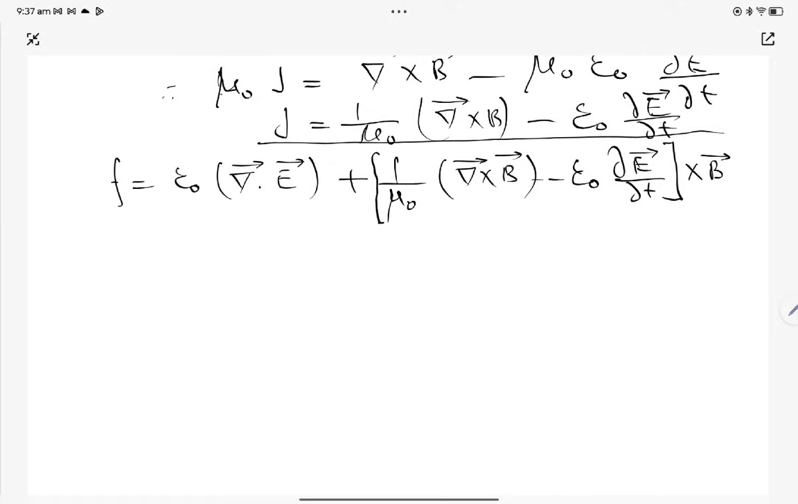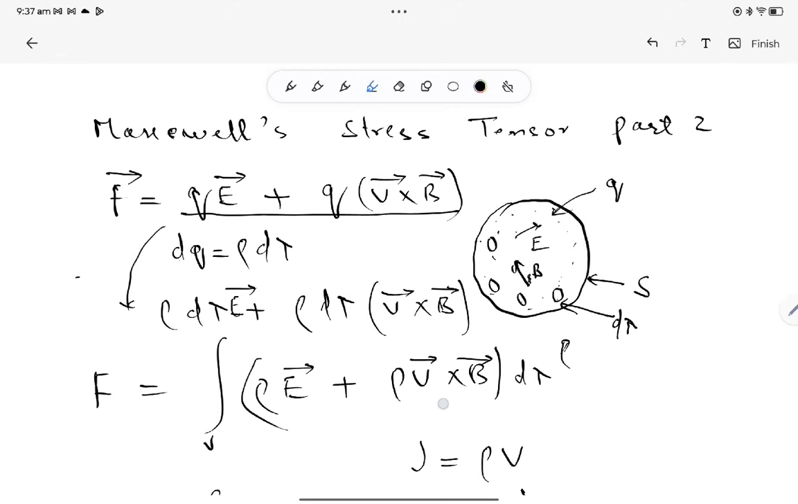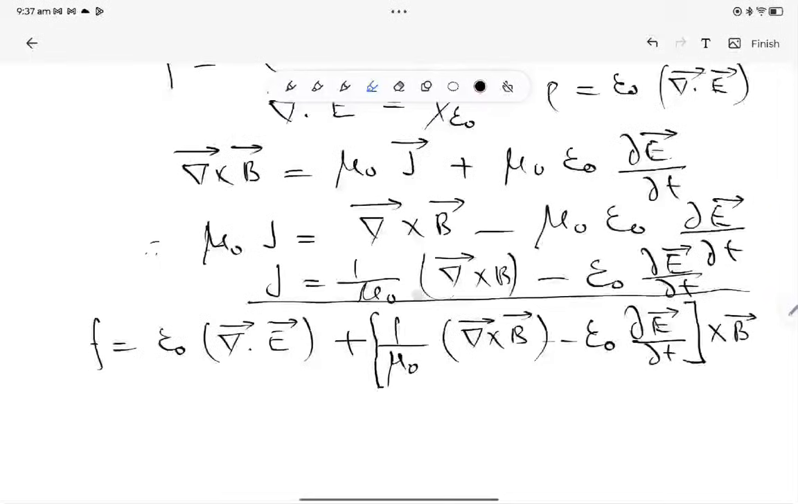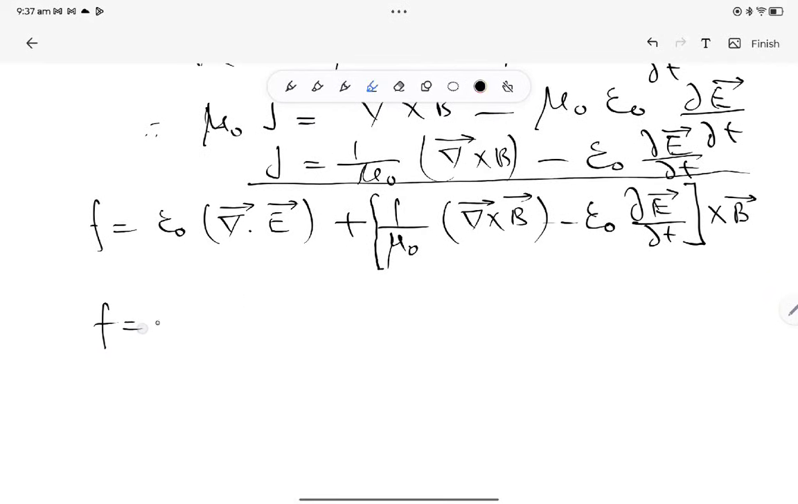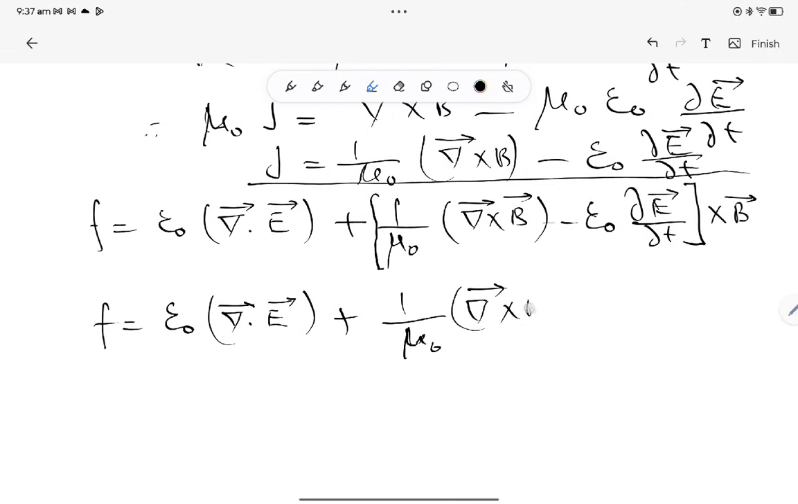Now, next, when you take the cross product of these with this, F is equal to, therefore F is equal to epsilon naught del cross E plus, now cross 1 by mu naught del cross B minus mu naught del E by del T cross B.